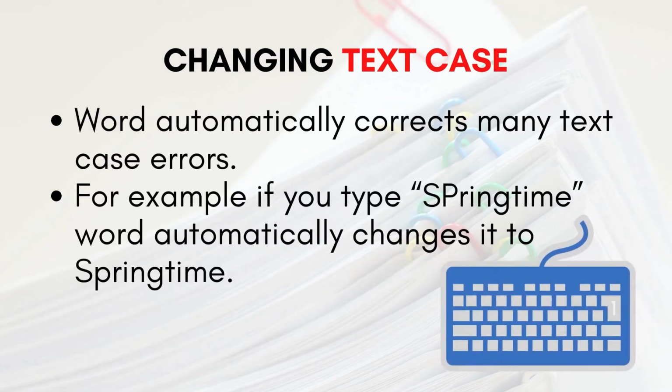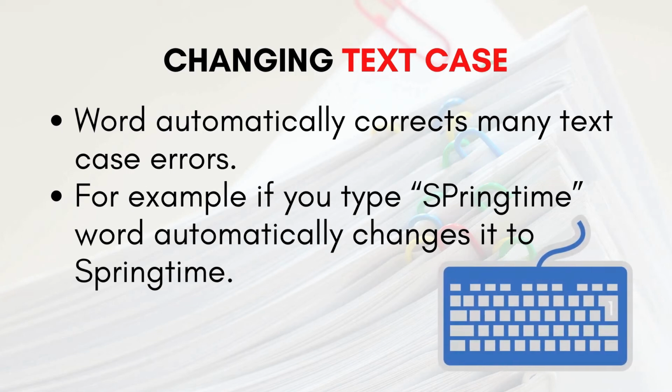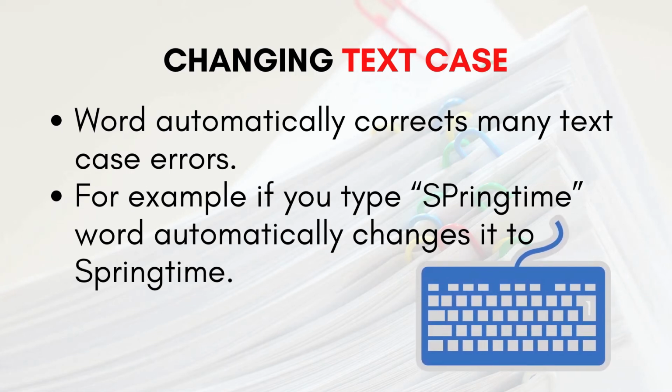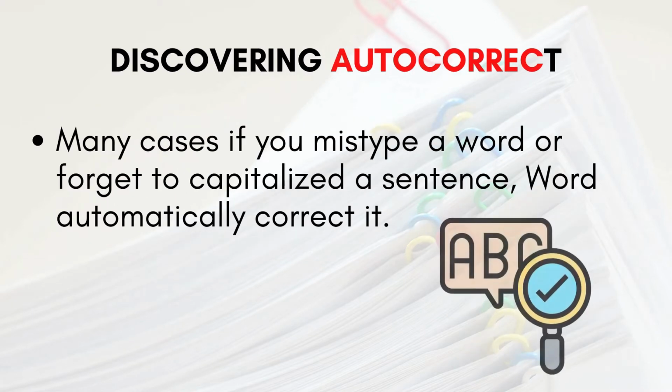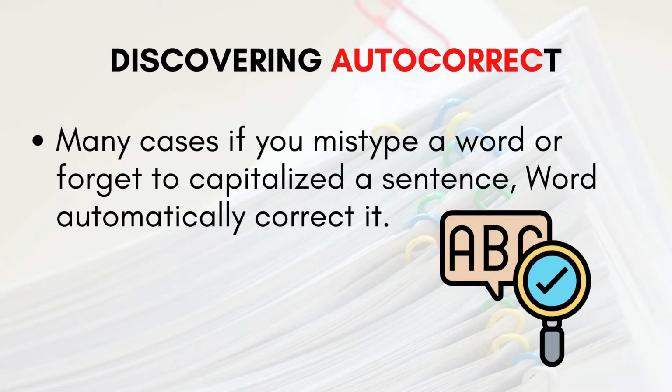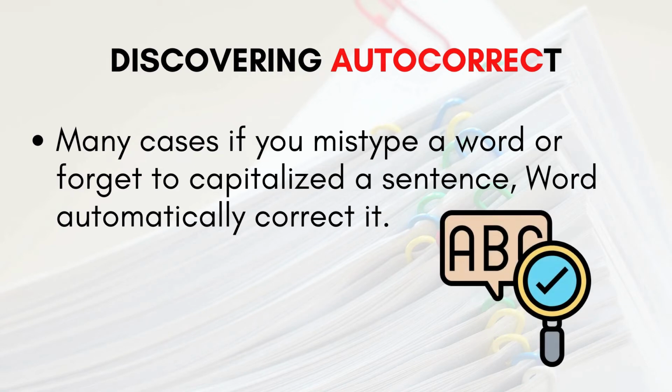Changing text case. Word automatically corrects many text case errors. For example, if you type springtime in lowercase at the start of a sentence, Word automatically capitalizes it. Discovering autocorrect. In many cases, if you mistype a word or forget to capitalize a sentence, Word automatically corrects it.